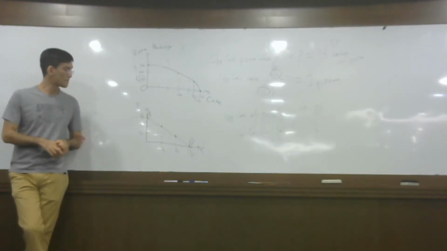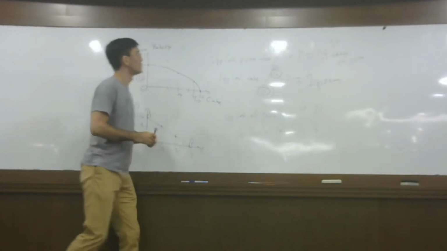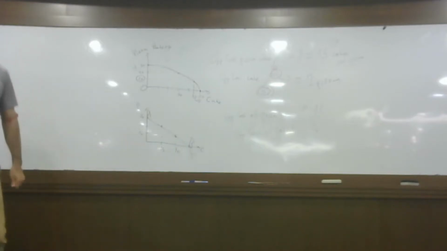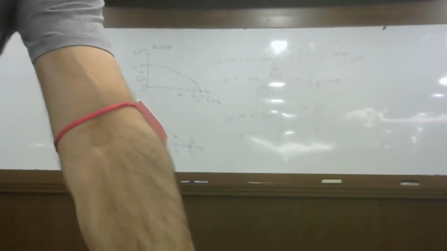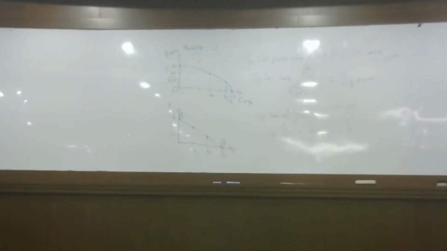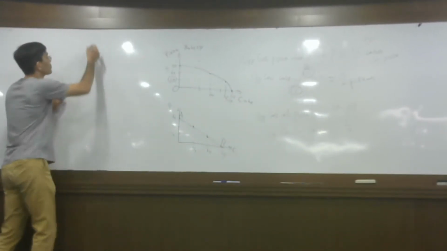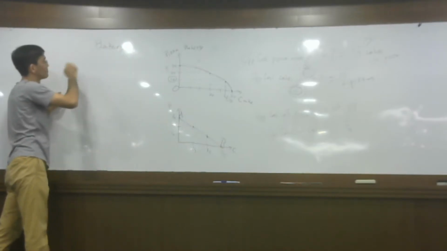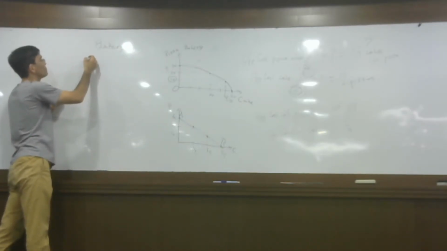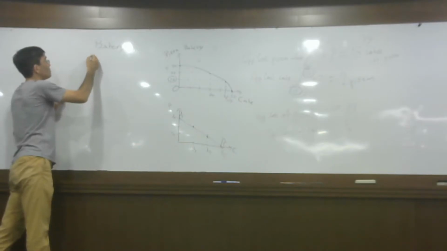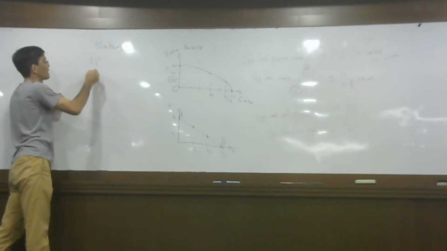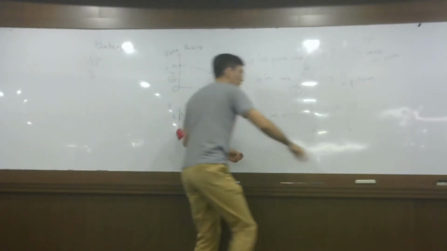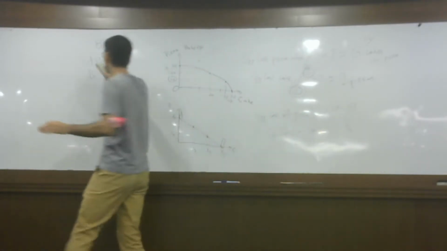Next, let's have you guys draw a PPF somewhere on a piece of paper. Let's say we have a bakery. You are making apple pies and banana pies. A and B. It's easy. Apple pie, banana pie. A, B.